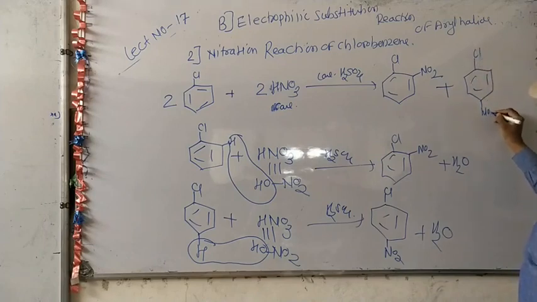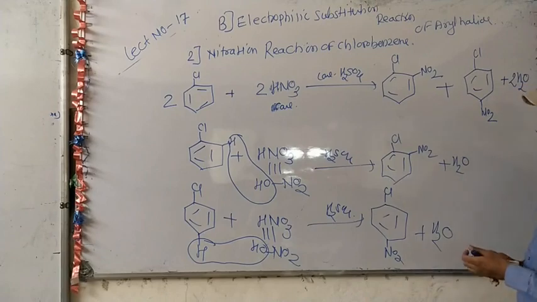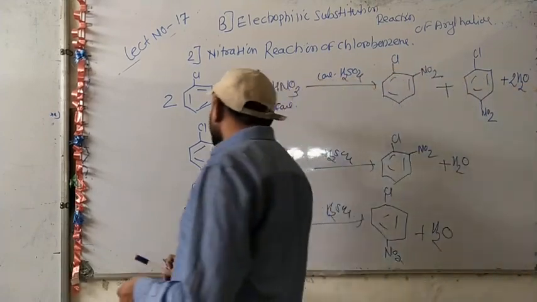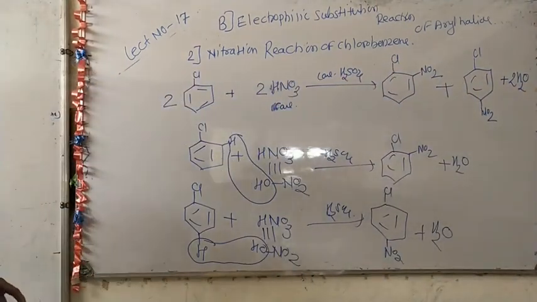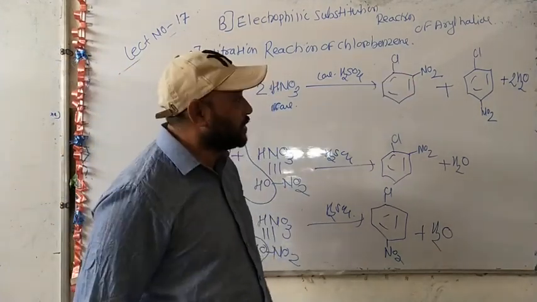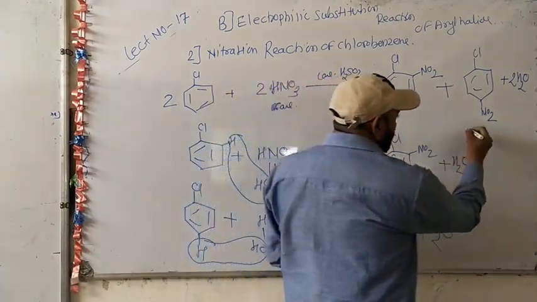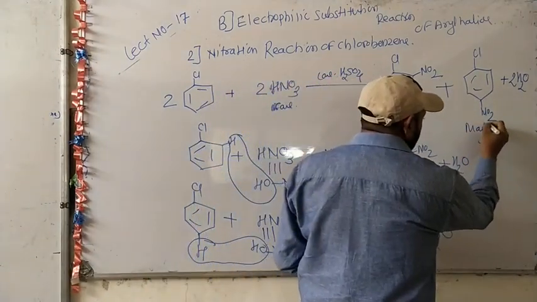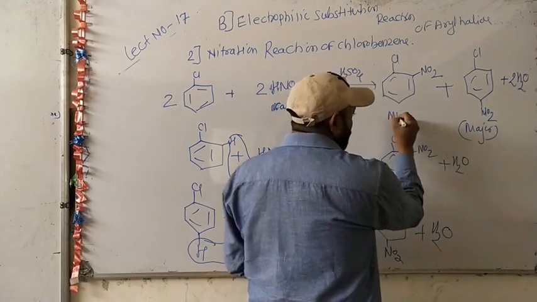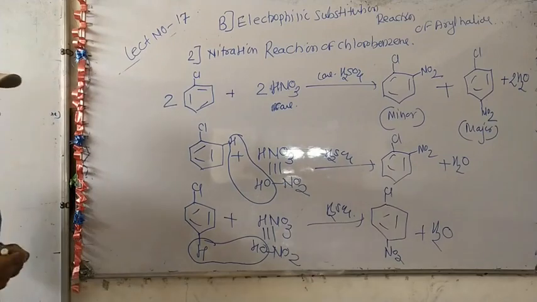Para nitrochlorobenzene plus 2 times H2O. So we have two products obtained in this reaction. One is ortho nitrochlorobenzene and second is para nitrochlorobenzene. Para nitrochlorobenzene is the major product and ortho nitrochlorobenzene is the minor product in this reaction.